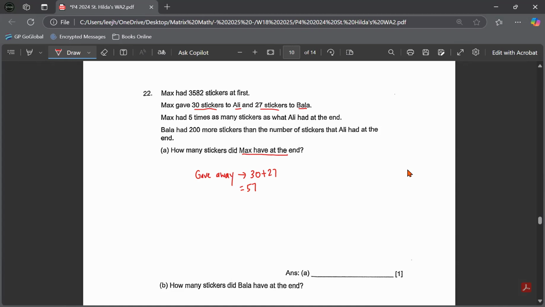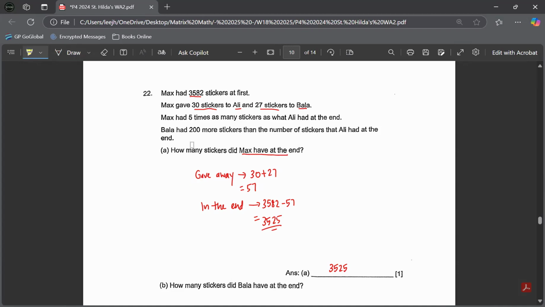So how much did he have at first? He had 3,582. So in the end, Max had how many stickers left? So we take 3,582. Subtract 57 because that's what he gave to Ali and Bala. Will be 3,525. So this is the answer. How many did Max have at the end? Is 3,525. Okay. So what happens to this 3,525?